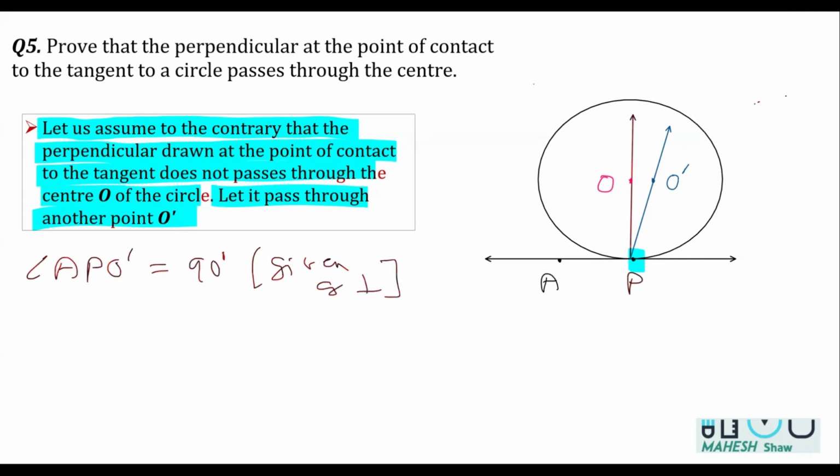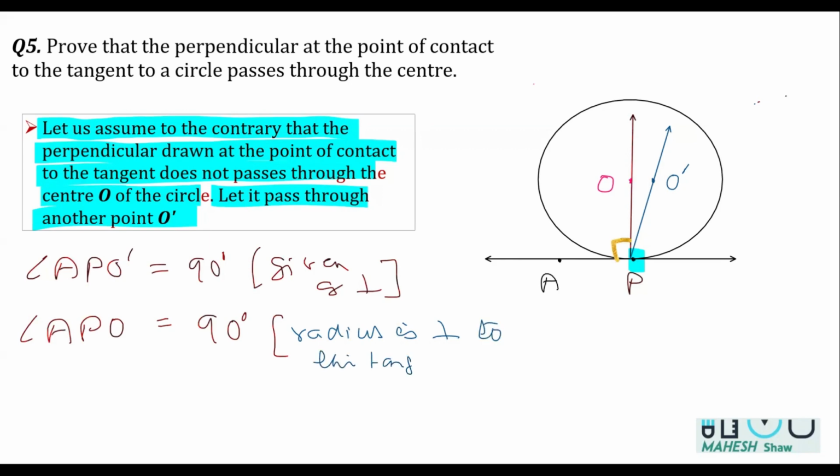Now what we know is that the radius is perpendicular to the tangent at the point of contact. That is something we know. So I can say angle APO is equal to 90 degrees. And we have to write down the reason, as I said, that the radius is perpendicular to the tangent at the point of contact.